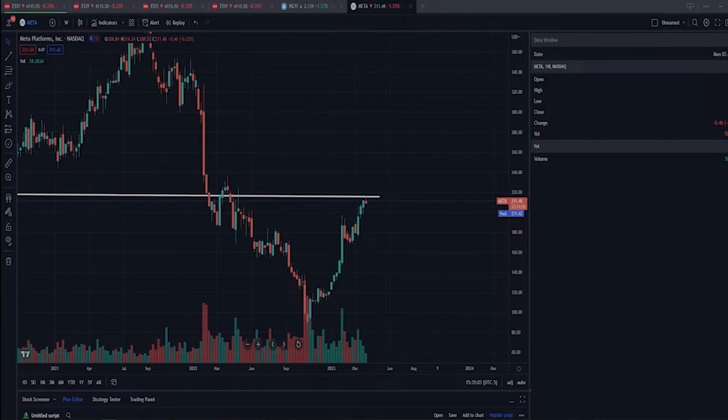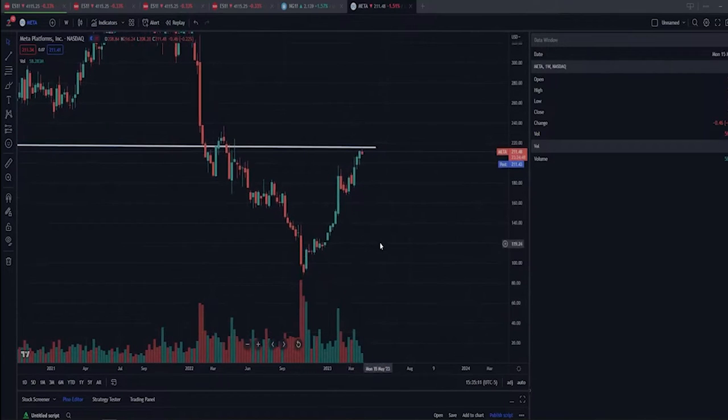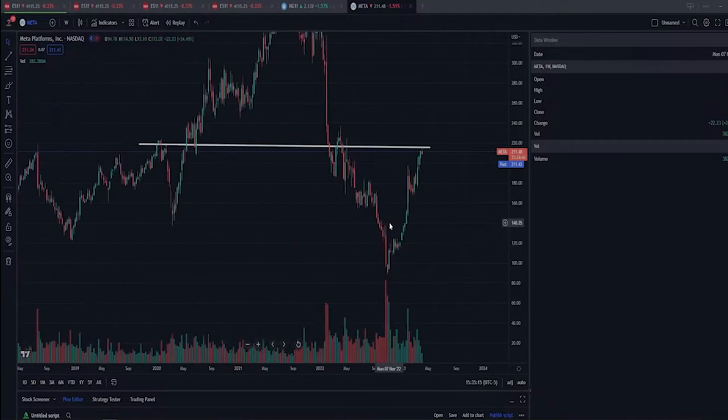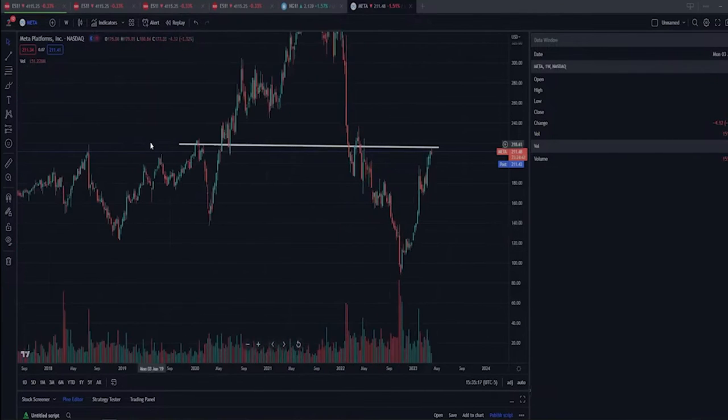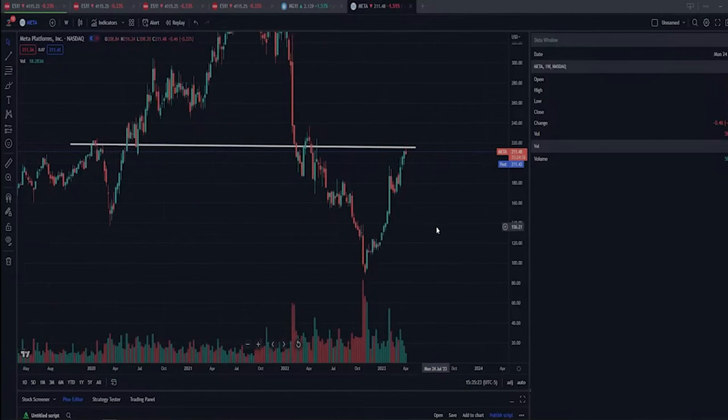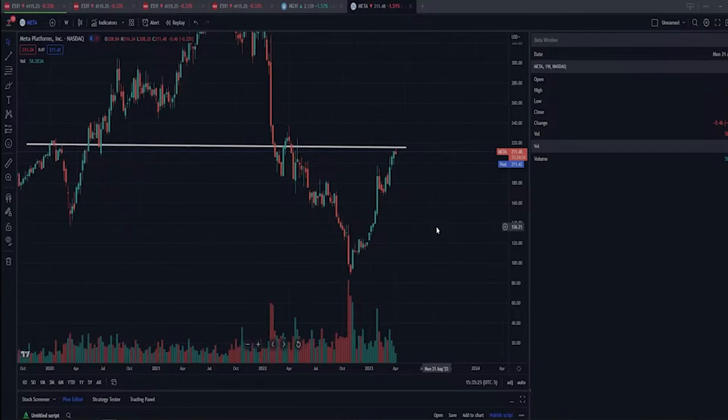But I think this chart, more than anything, is just the poster child for volume price analysis. I really do, and it helps you with coping with this emotion. What's interesting is that if it does get through, this resistance will now form a really nice support line.